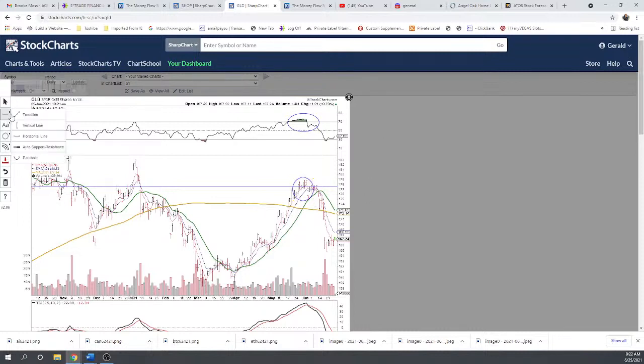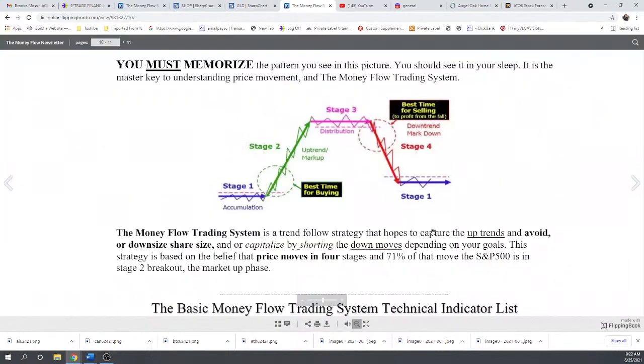What? I mean, a minute ago we were looking at ATOS. Now we're looking at gold. What is going on, man? It's the same pattern, bro. Look.